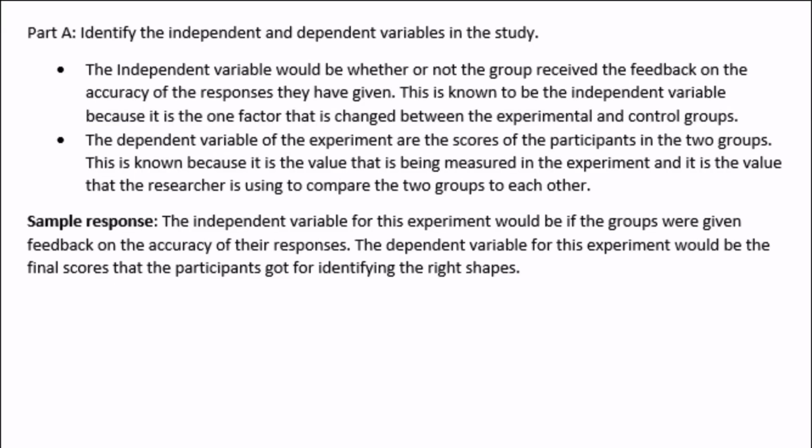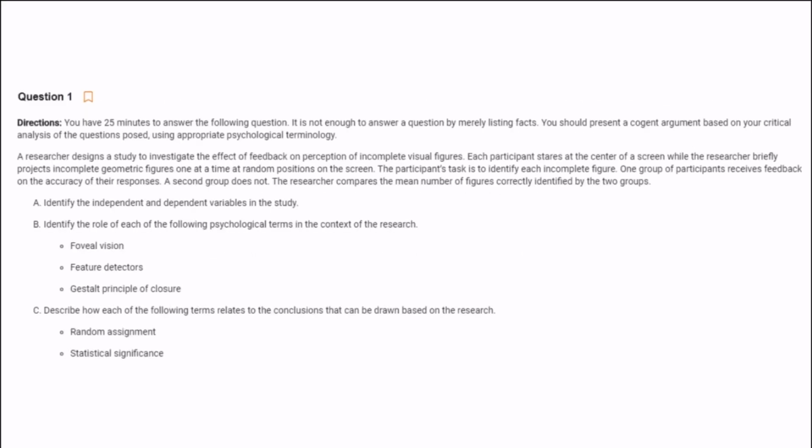The dependent variable is the observable, noticeable result of changing the independent variable. It is the measurable factor that is collected after the experiment, or the data that is collected during the experiment. The question states that the researcher compares the mean number of figures correctly identified by the two groups. This means that the researcher is comparing the average of the final scores. Therefore, we can tell that the dependent variable is the final score of the participants.